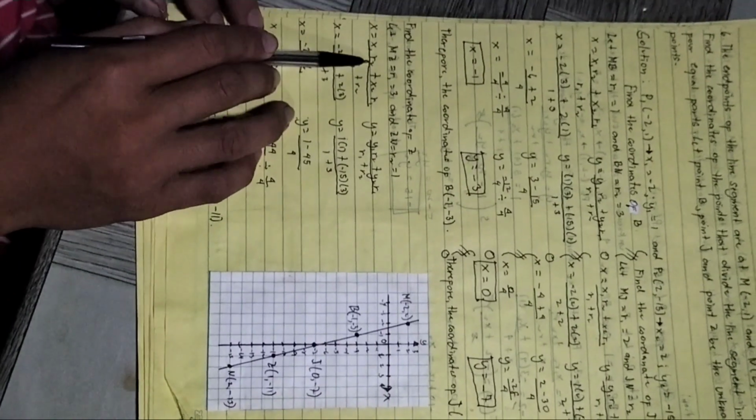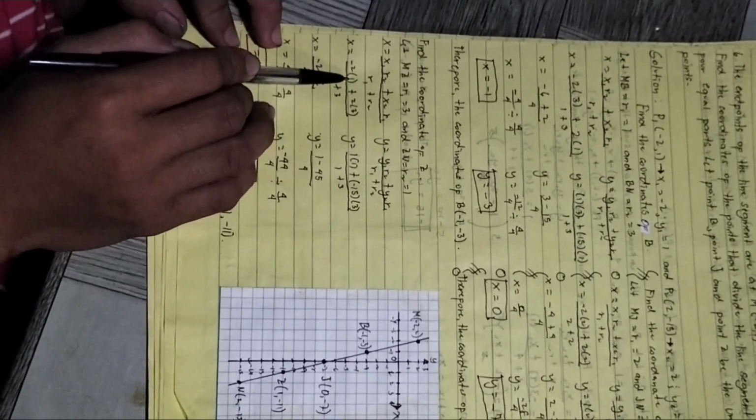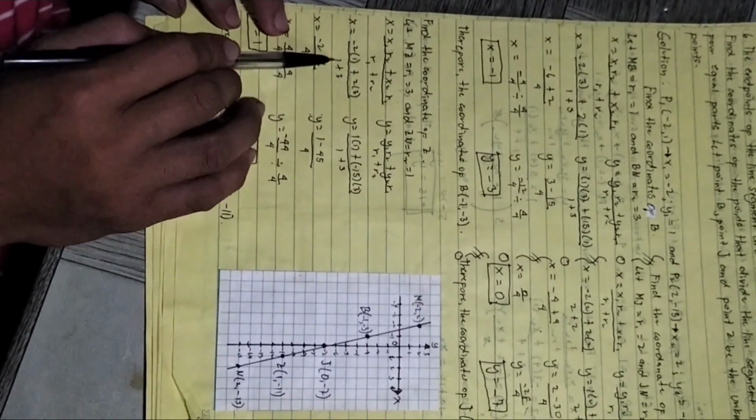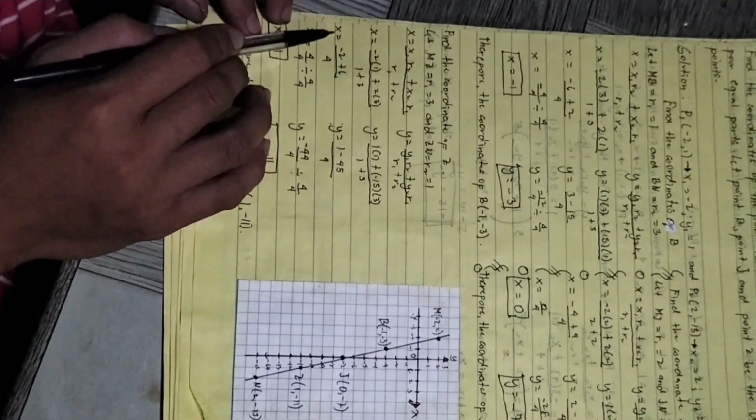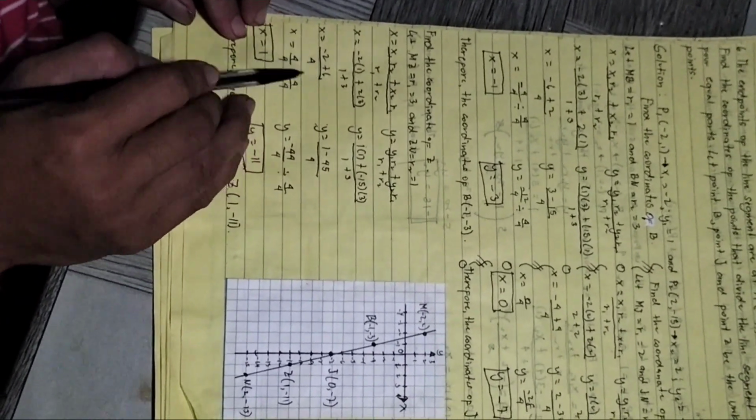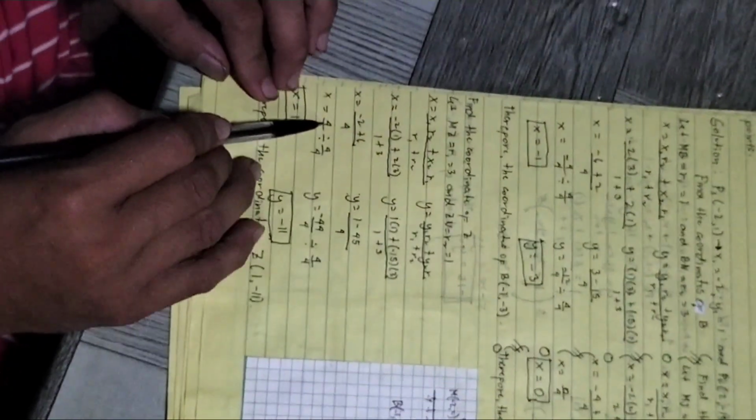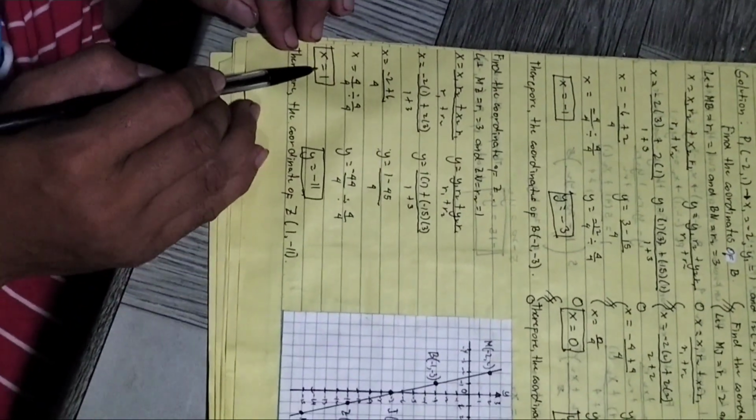So this is the formula. So x is negative 2 times 1 plus 2 times 3 over 1 plus 3. X is equal to negative 2 plus 6 over 4. X is equal to 4 over 4, divided into 4. So x is equal to 1.